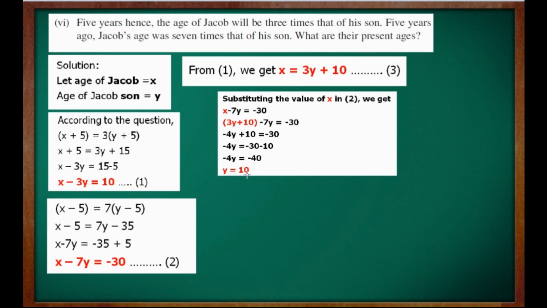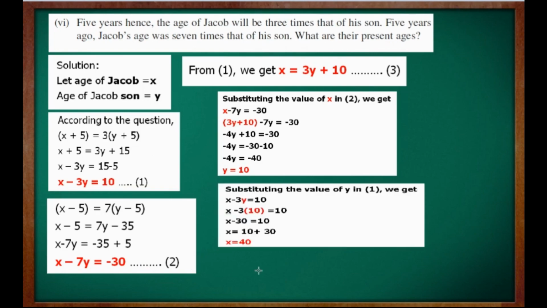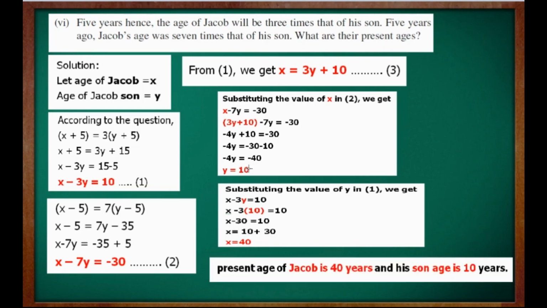Now we are going to replace this y is equal to 10 in any one of the equations, either 1 or 2. I will replace in the first equation. First equation is x minus 3y is equal to 10. We got y value as 10. 3 times 10 is 30. When minus 30 goes to that side, it becomes plus 30. So x is equal to 10 plus 30, which is 40 years. So now we got x value as 40 and y value as 10.